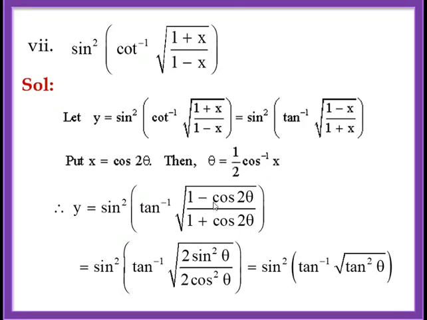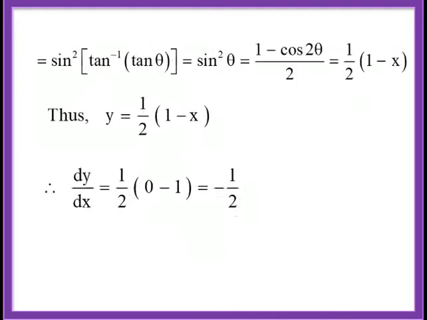Now this becomes, I'll read this part only, root of 1 minus cos 2 theta upon 1 plus cos 2 theta. That is root of 2 sine square theta upon 2 cos square theta. That is simply tan theta. So y equal to what? Sine square of tan inverse of what? Tan theta, because root tan square is tan. Tan inverse of tan of any angle is that angle. So we get sine square of theta. What is sine square theta?